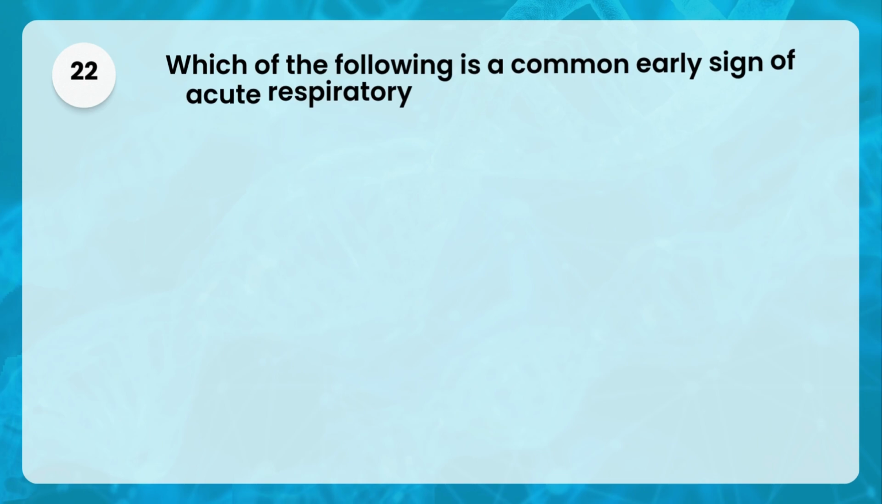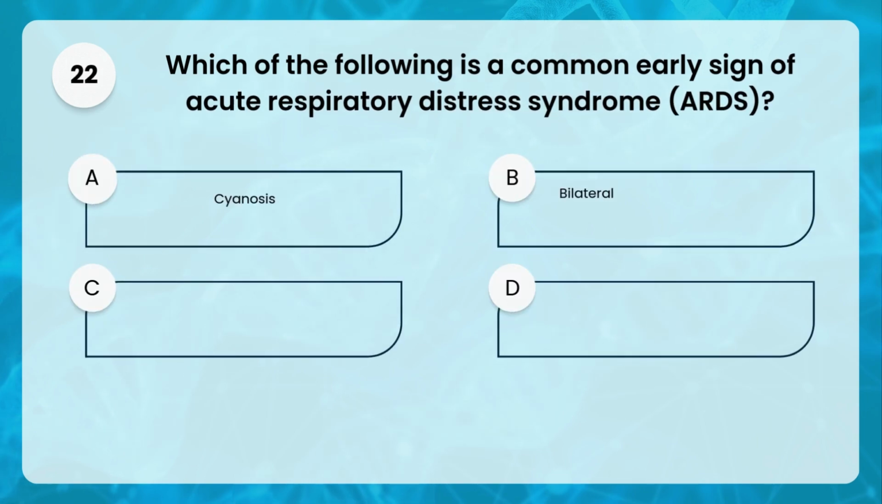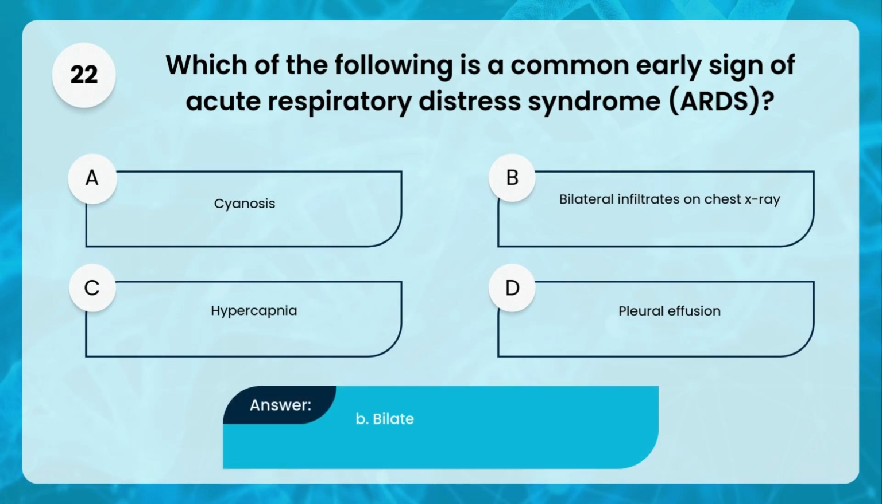22. Which of the following is a common early sign of acute respiratory distress syndrome, ARDS? A. Cyanosis. B. Bilateral infiltrates on chest X-ray. C. Hypercapnia. Or D. Pleural effusion. The answer is B. Bilateral infiltrates on chest X-ray.